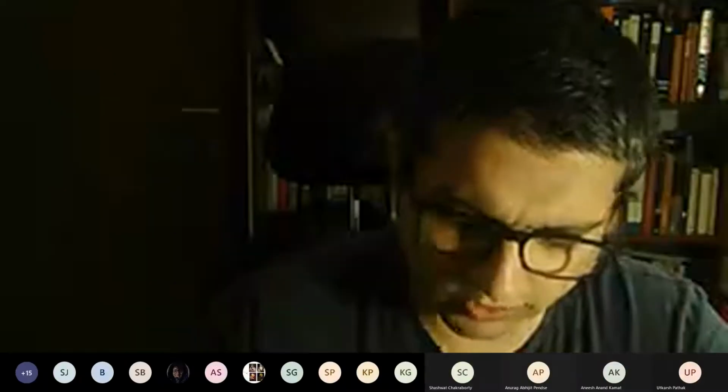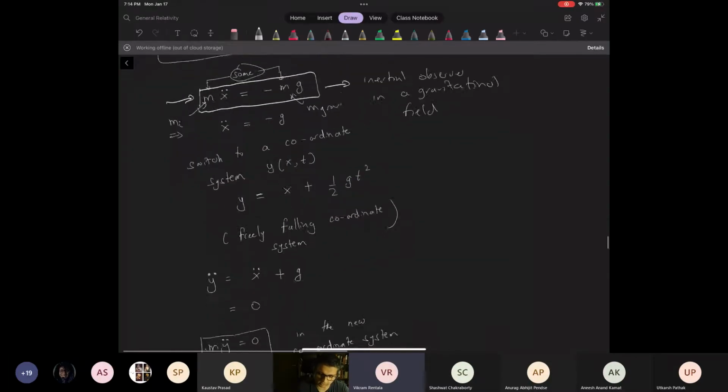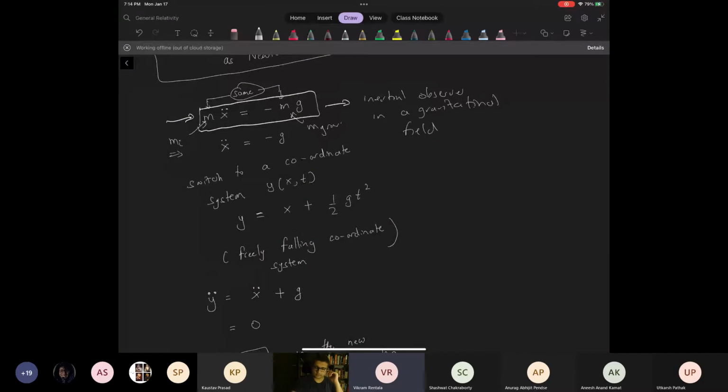Okay, so just to recap, I just summarized again those 4 thought experiments and the equivalence principle, and now we'll study them mathematically. So from a mathematical perspective, this is Newton's laws in a gravitational field: m x double dot is equal to minus m g. I'm assuming the upward direction is the positive x direction and g is the magnitude of the gravitational field. So this is the positive x direction, and g is this way.